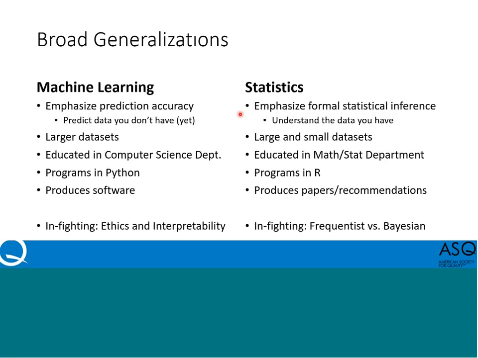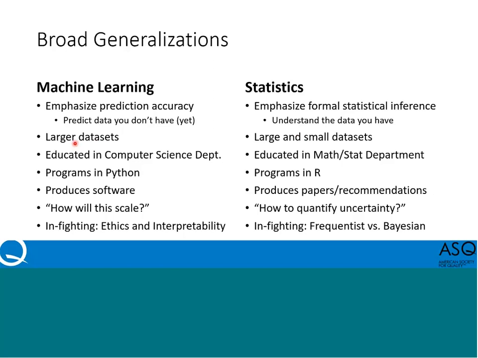All right, so just to summarize in the last few minutes, these are very broad generalizations. But in terms of the emphasis, machine learning is prediction accuracy on data you don't have. That's what machine learning engineers care about. Statisticians will really emphasize formal statistical inference and understanding of the data that you do have. Stats is used on large and small data sets. Machine learning has to generally pass some threshold for you to be able to do anything with it.